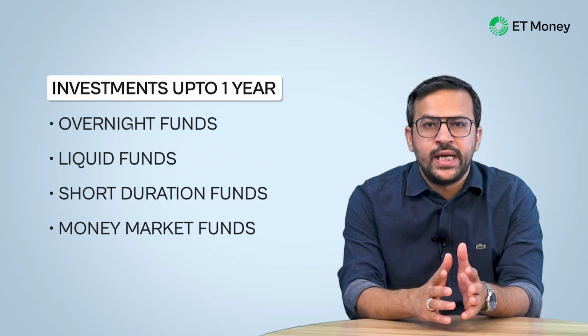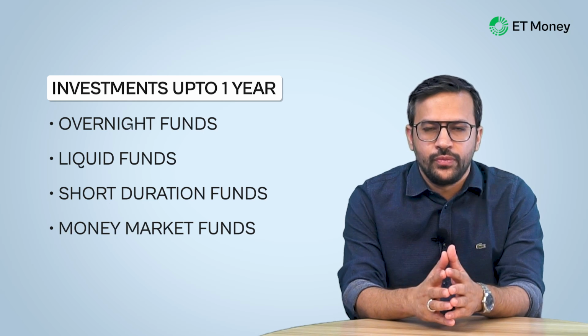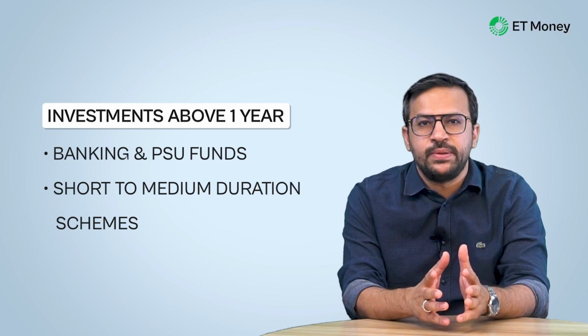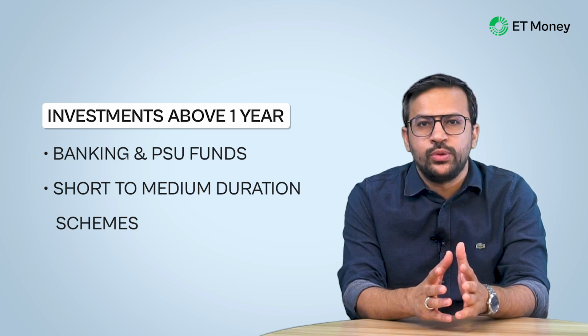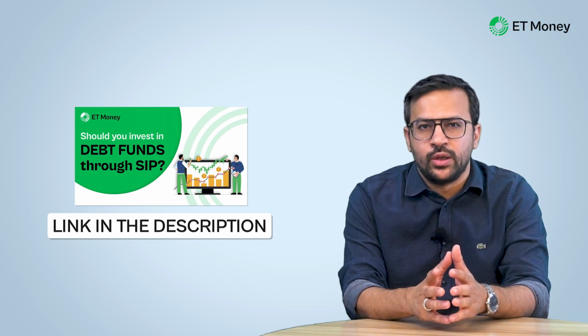Instead, match your investment horizon with the average portfolio maturity of the fund. For investments ranging from a few days up to 1 year, look at overnight, liquid, and short duration funds or even money market funds. For investments above 1 year, explore options like banking and PSU funds, short to medium duration schemes, and so on. We have a video explaining this, so do check it out.